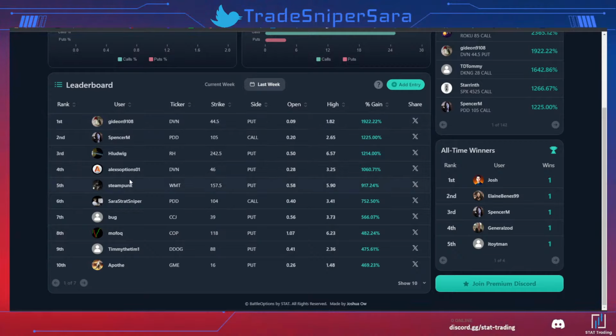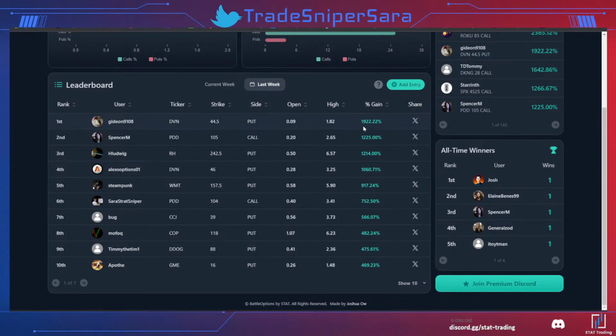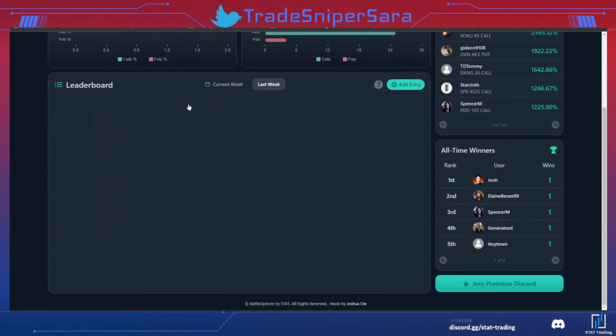So the reason Gideon beat Alex was because Gideon picked the better strike, which gives you the bigger percentage gain. And he even went a little high. He could have picked the 44s and he would have been over a 2,000% gainer. So it's fun. It's educational. You get to see what the people are picking.